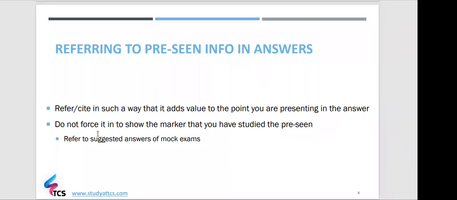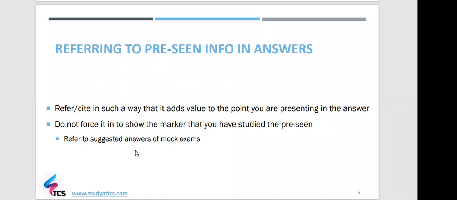In order to understand how to refer to pre-seen information in the answers, refer to suggested answers of mock exams, then you would figure out what type of content or information needs to be provided. The best practice when bringing in information from the pre-seen is to think whether it is in line with the requirement of the task, and whether it adds value to your answer. If that is the case, please go ahead and bring in information from the pre-seen.